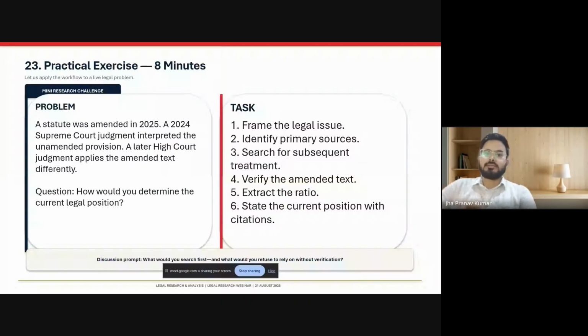ठीक है, ठीक है, ठीक है. संजय सर says time's up, sir. ठीक है. Just going through a mini research challenge.